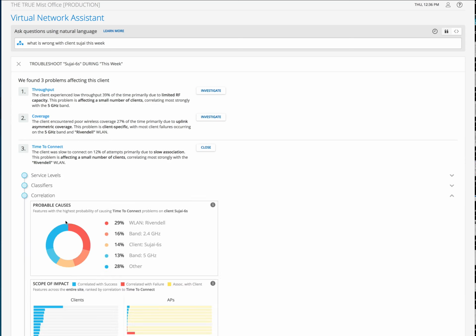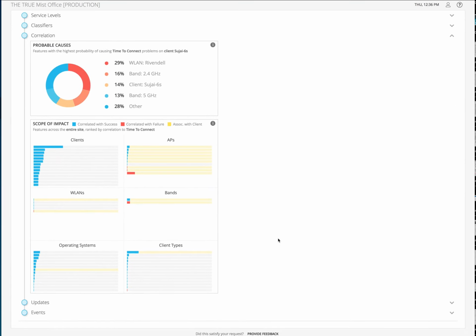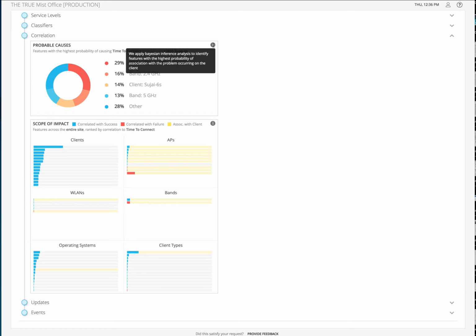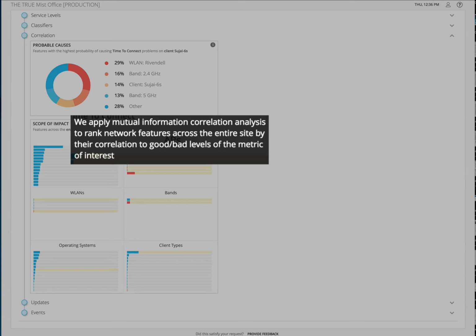Let's first jump to correlation. This is what makes Mist AI truly unique. Under probable causes, we apply Bayesian inference analysis to identify features with the highest probability of association with the problem occurring on the client. Scope of impact is like pulling the lens out. And then we apply mutual information correlation analysis to rank network features across the entire site by their correlation to good or bad levels of the metric of interest.